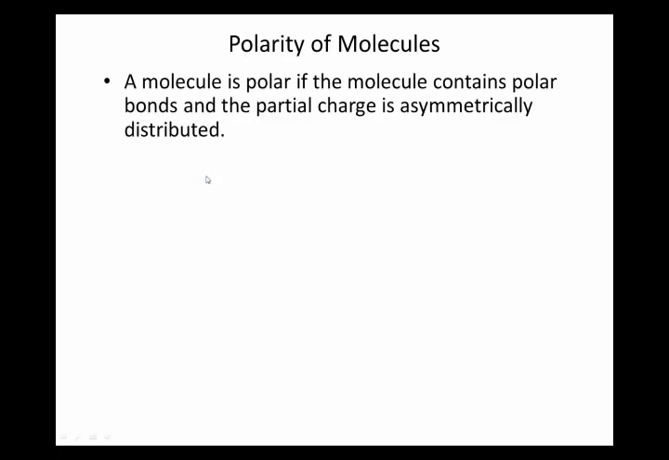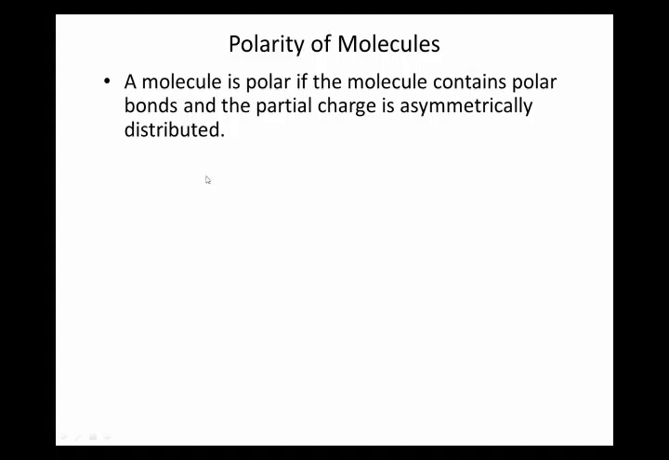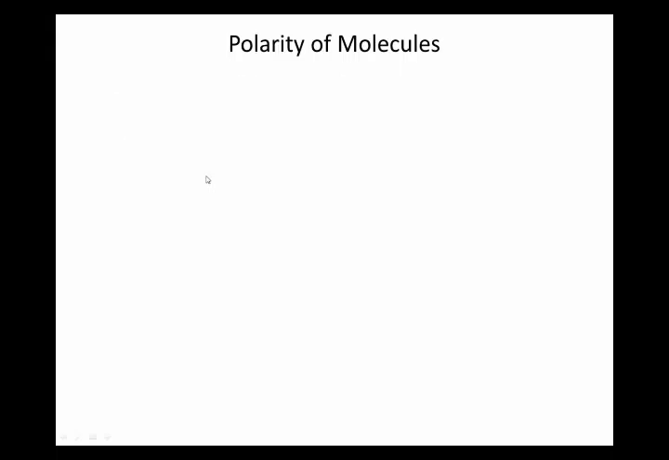If the molecule has polar bonds and they're asymmetrically distributed, so this is kind of hard to describe, but let's look at a couple examples first, and then I'll try to go to some generalities. So I'm going to look at two nice, easy examples first. Let's look at HCN and CO2.